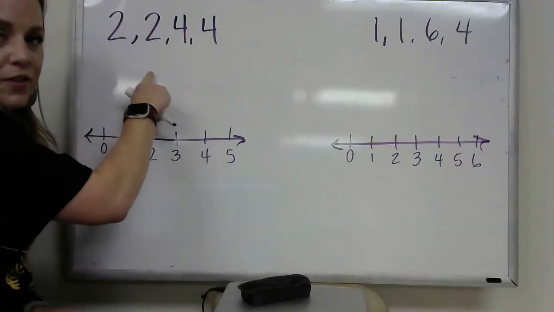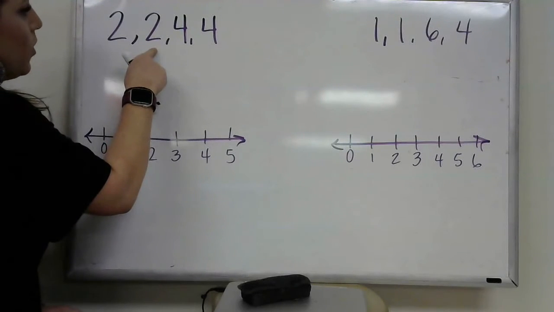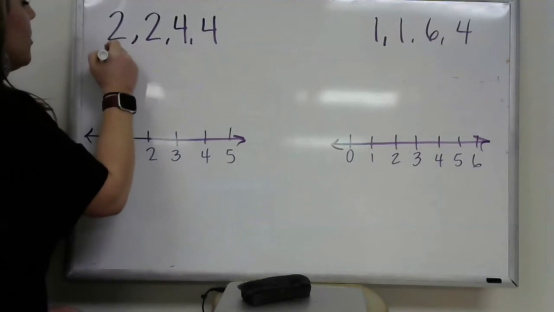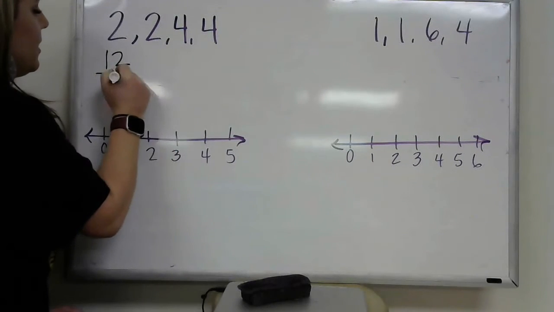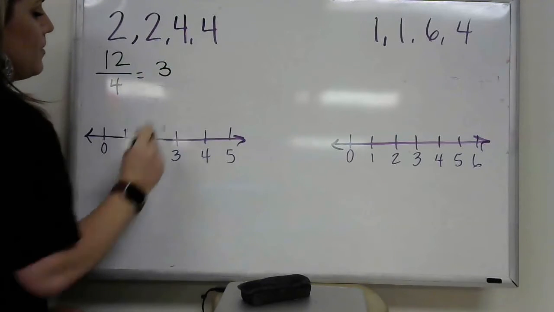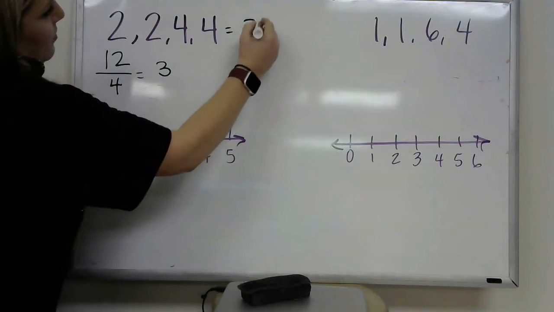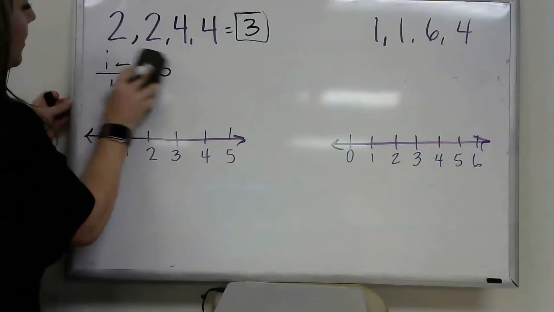All right, so we know how to find average. We take the sum of the data and divide by however many we have. So we have 2 plus 2 is 4, 4 plus 4 is 8, and 8 plus 4 is 12. So the sum is 12, and I have 4 numbers, so 12 divided by 4 is 3. So the average is 3. I'm going to erase this, okay?